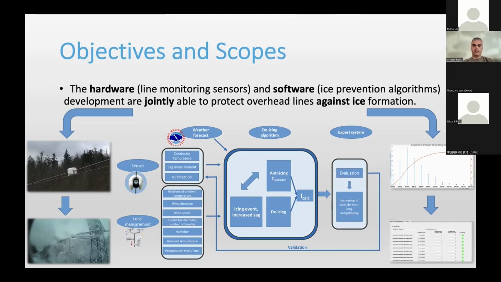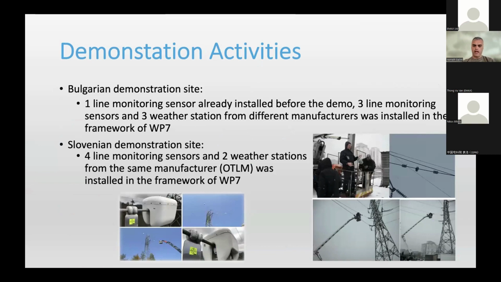All this information, including the weather forecast coming from the National Weather Services, both from Slovenia and from Bulgaria, went into a server with the calculation model, which was calculating on one side the de-icing algorithm and the actual icing event, and also the prevention for the next 20 minutes, 1 hour, 4 hours, depending on what kind of prediction data we got. The outcome of the expert system is the evaluation and also the increasing of the load, anti-icing, and also galloping if we need to do it. And on the right side, you can see some photos of the GUI that we used in our modeling.